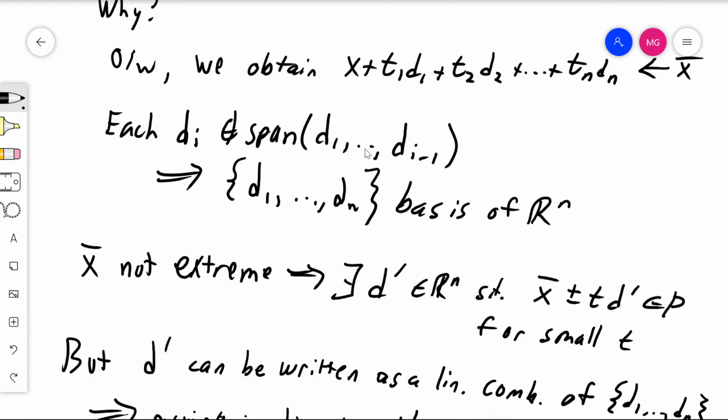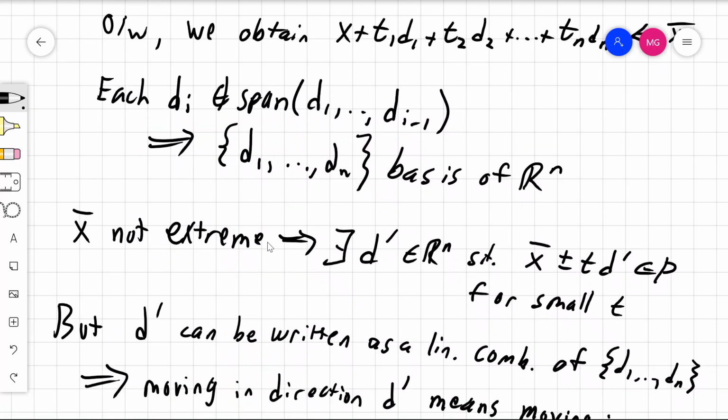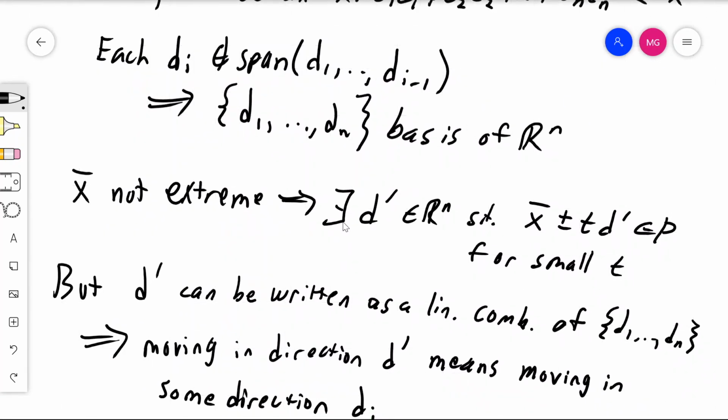But even still, we've gotten to this stage, and if we haven't found our line by now, and we're saying we haven't because we can only go to tn distance in this nth direction dn, well, this point x bar that we're finally at now, it's still not extreme. So there still has to be another direction d prime that we can perturb this point in.